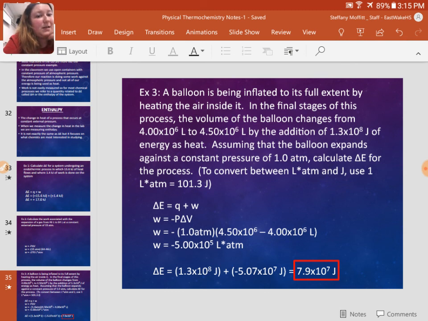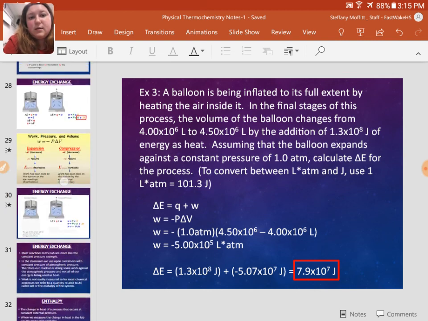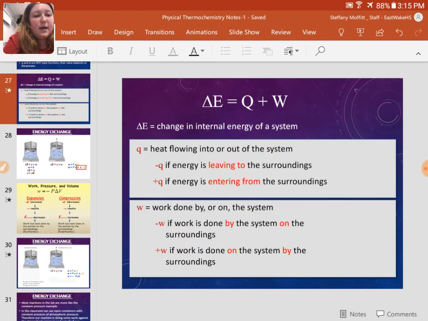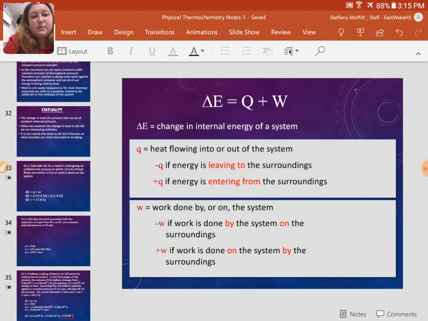So delta E equals Q plus W, always. They gave us liters and pressure, so we can use work equals negative P times delta V to get the work. Work is equal to that, and it told us that the heat was 1.3 times 10 to the 8th joules. Plug and chug. It looks like they said here that heat was positive, meaning the heat went into the system, and work was negative, meaning that if work is negative, then work is being done by the system on the surroundings.